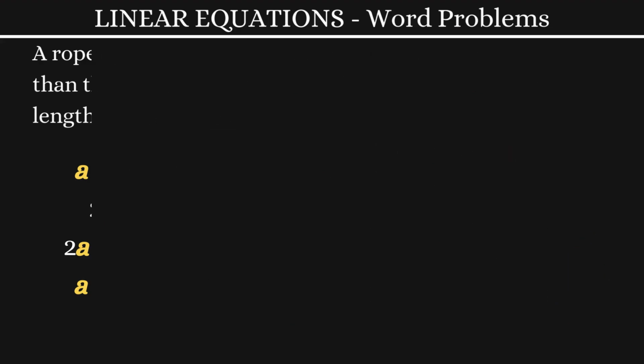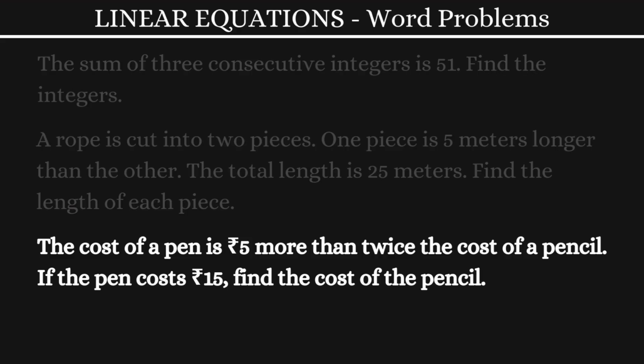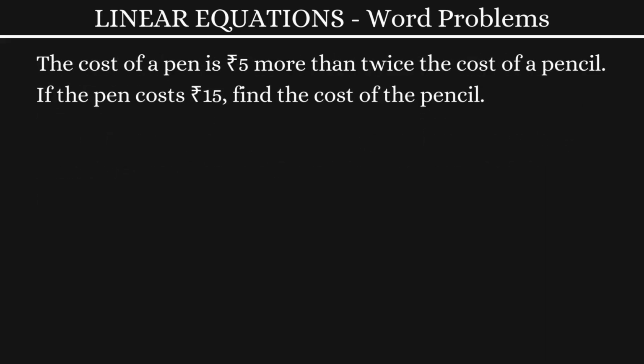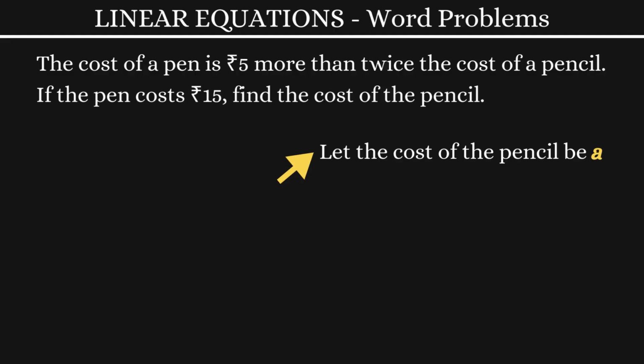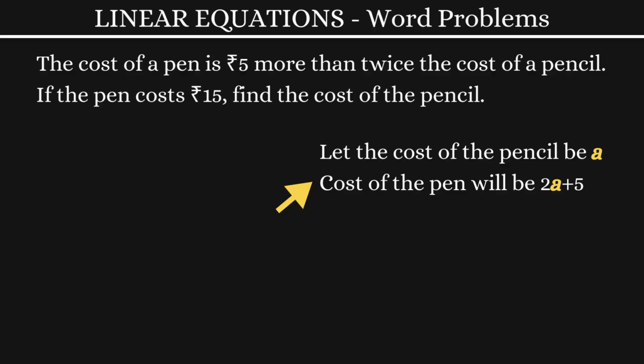Next question. The cost of a pen is 5 rupees more than twice the cost of a pencil. If the pen costs 15 rupees, find the cost of the pencil. Here, since we are asked to find the cost of the pencil, let's assume the cost of the pencil to be A. Twice this cost will be 2A, and 5 rupees more than twice the cost becomes 2A plus 5. This is the cost of the pen.